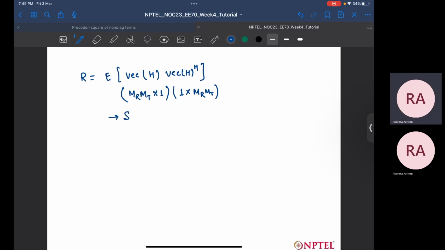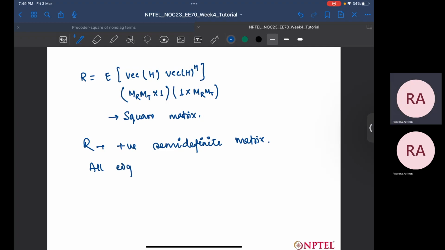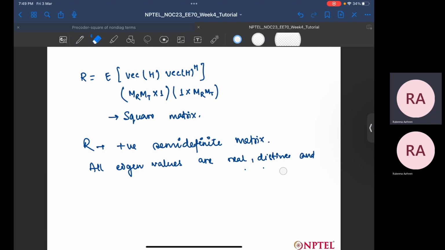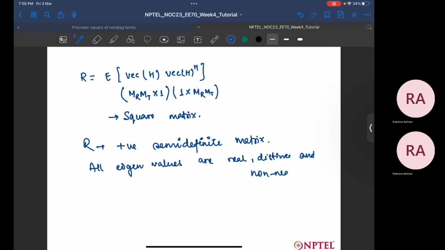So this will result in a square matrix. This R is said to be a positive semi-definite matrix. For any positive semi-definite matrix, all the eigenvalues are real, distinct, and positive. We can say non-negative, that means greater than or equal to 0. It can be equal to 0 also.